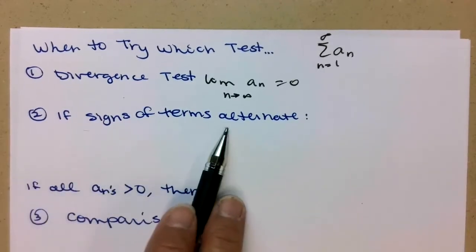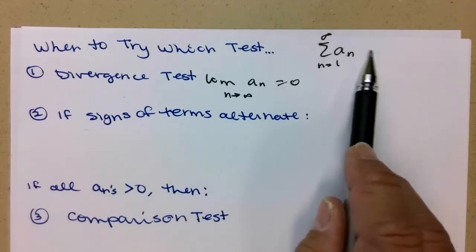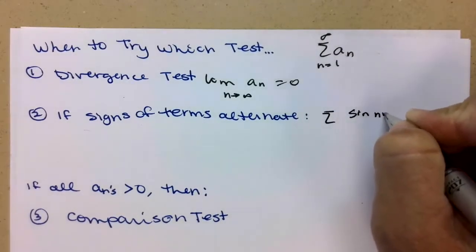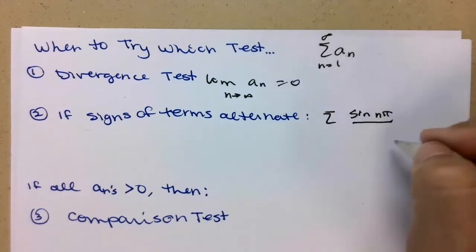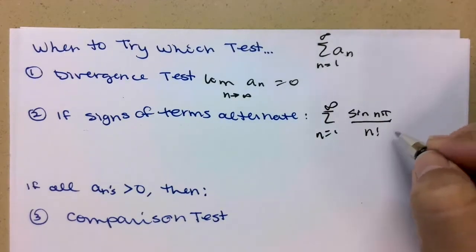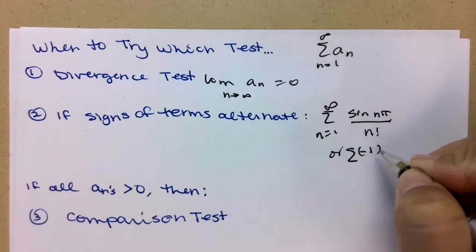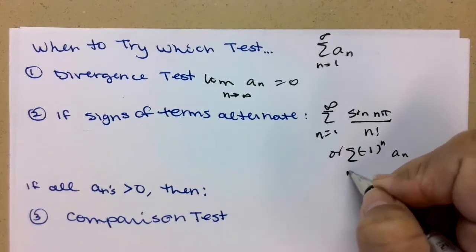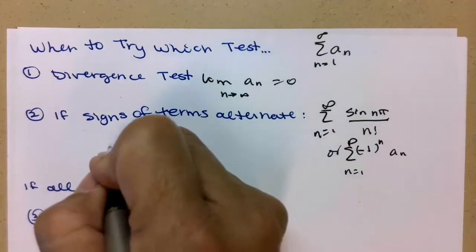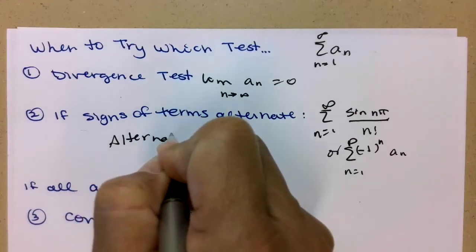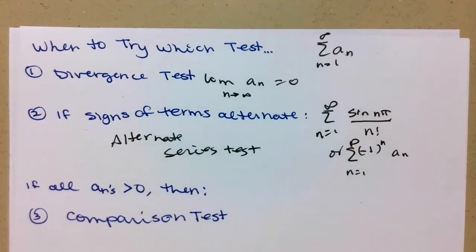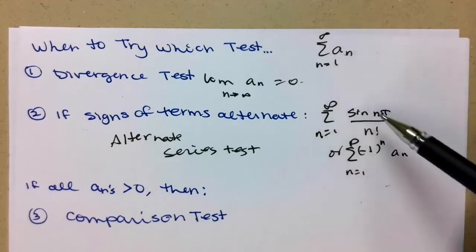If the signs of the terms alternate, so if you have a sine or a cosine that's changing the sign, like a sine n pi or a cosine n pi and then some other term, or a -1 raised to some power with your a sub n's, so that each successive term changes signs, then you use the alternating series test. For that one, remember, you just have to have that nth term going to 0, which you've already checked from the divergence test.